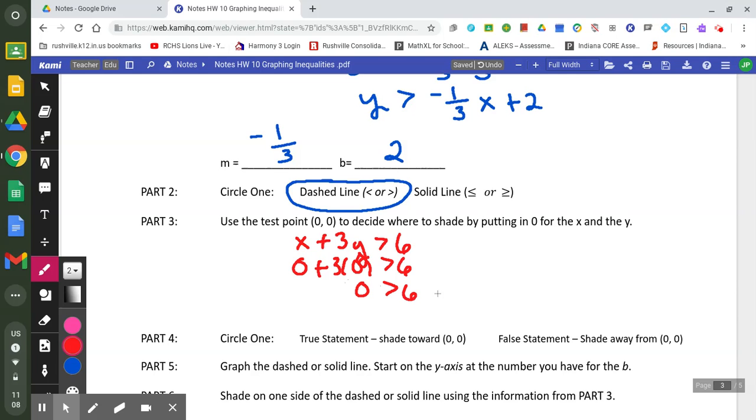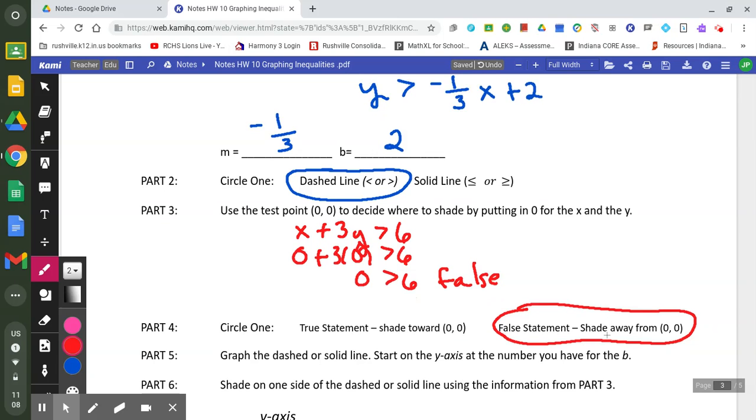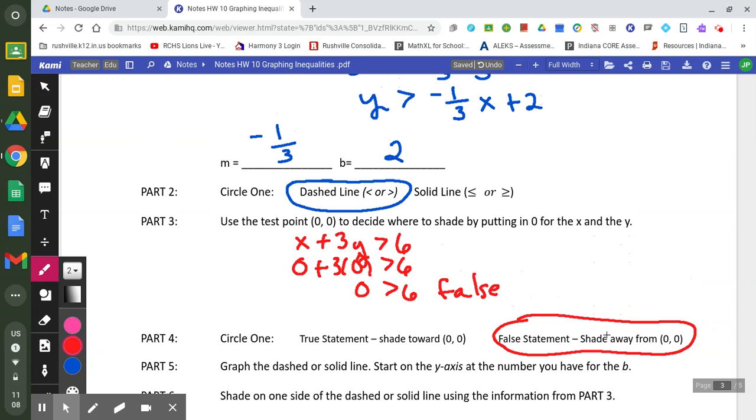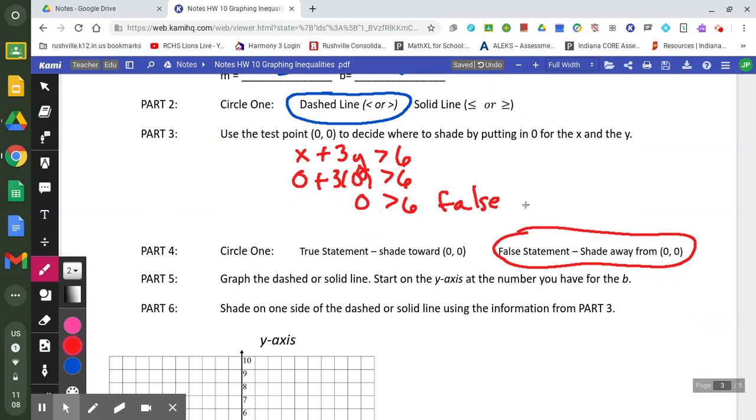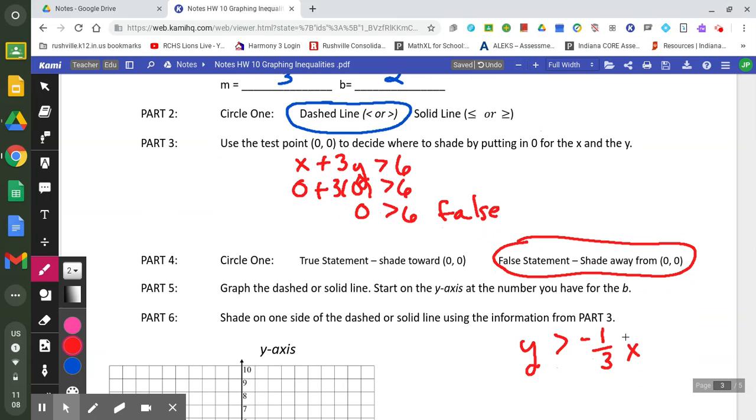0 is greater than 6. That is false. So I will shade away from, or on the opposite side of the line as, the point (0, 0). So when we go to graph, we're going to use the inequality we got that's in blue. So that one was y is greater than negative 1/3 x plus 2.